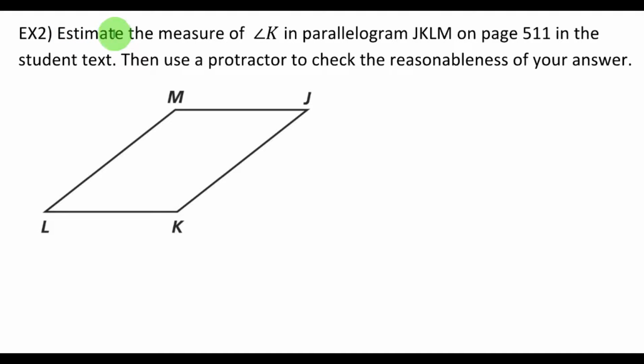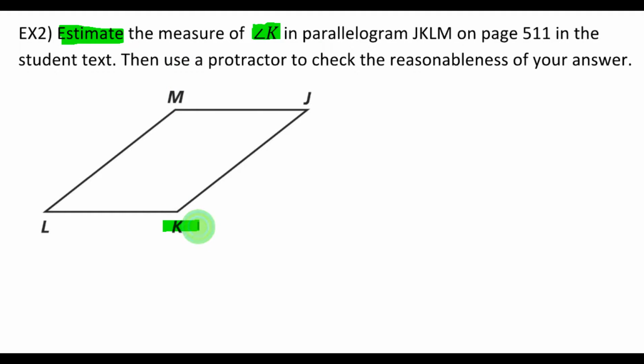All right, in this next problem, it says estimate the measure of angle K. Let's highlight that angle K. Also, the word estimate, it's a key word, and it wants us to measure angle K in parallelogram JKLM. Here's our parallelogram, JKLM. And then it says on page 511, don't worry about that. That was prior information. We have our figure on the screen, and let's just work with parallelogram JKLM.